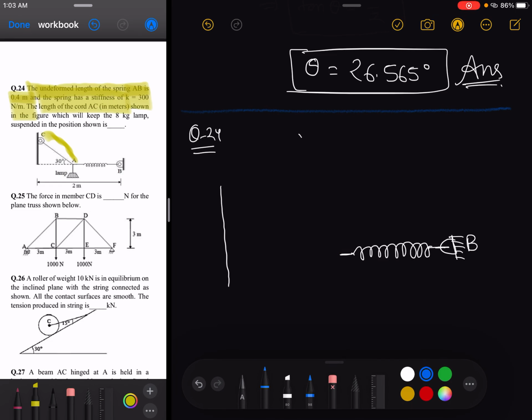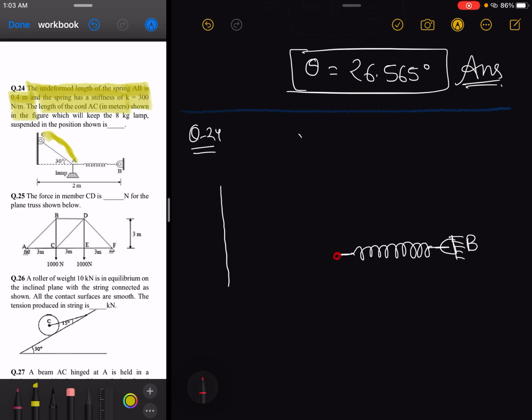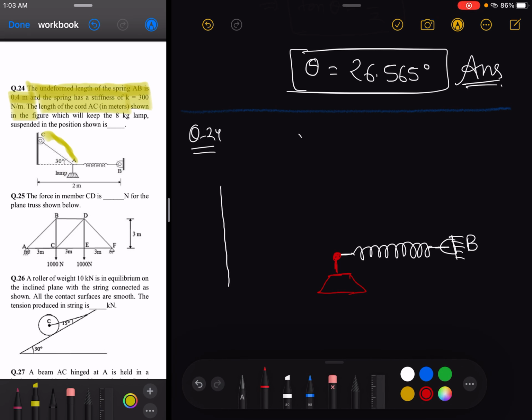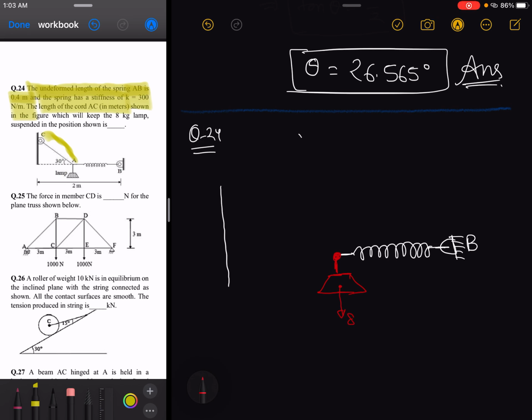I am representing this lamp as this red point. This is our lamp. Okay, so let us make the complete figure like this. The mass of the lamp is 8 kg.